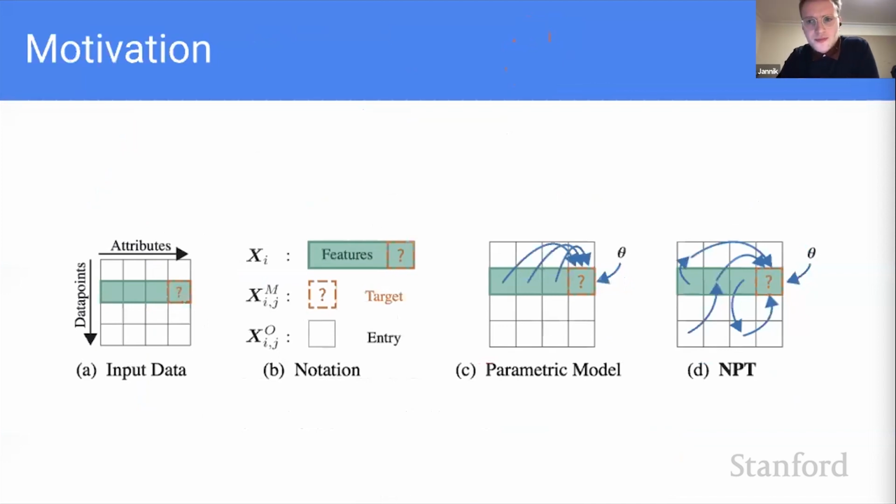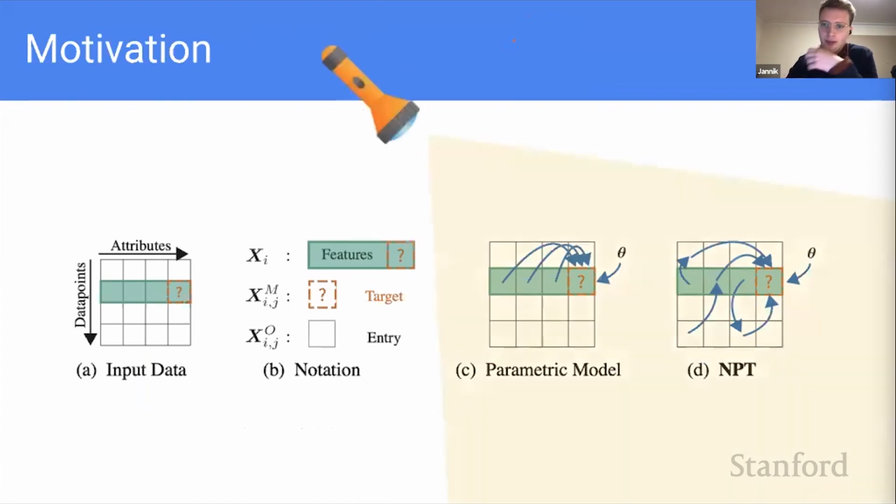Sorry. And so, very briefly summarizing what we've heard already. A, we input into NPTs the entire data set. And then B, let's say for the purpose of this slide here, we only care about predicting the orange question mark in that green row.